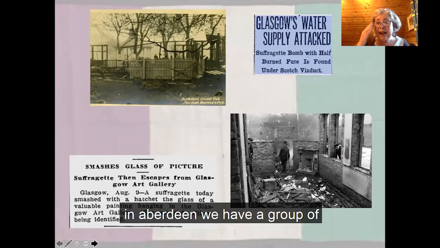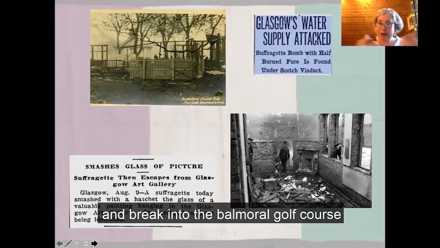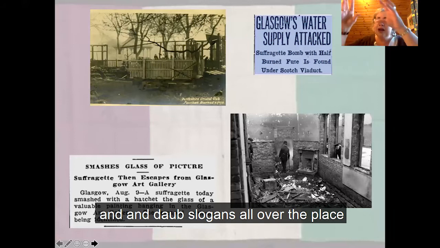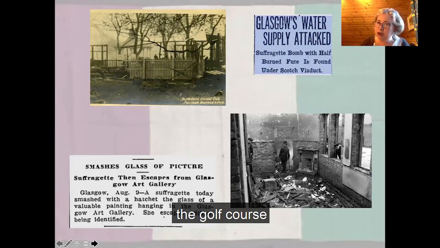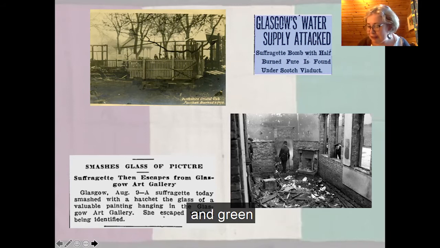In Aberdeen, we have a group of suffragettes who actually go out to Balmoral and break into the Balmoral golf course used by the king and daub slogans all over the place, and they change all the little flags around the golf course into suffragette colours of white, purple and green.